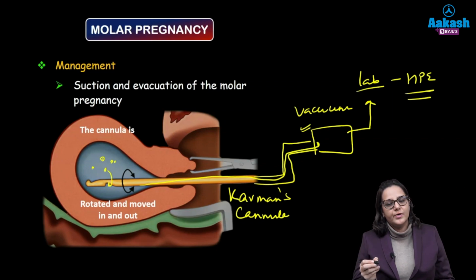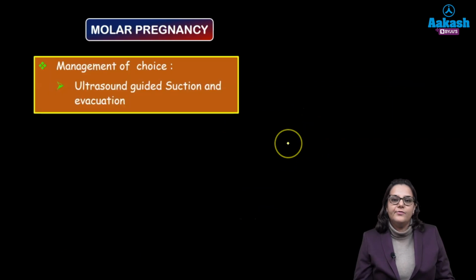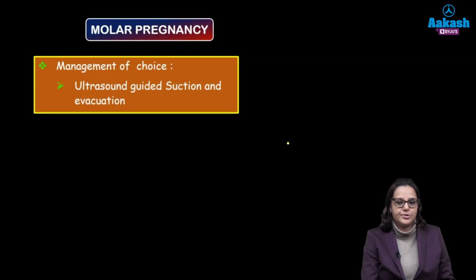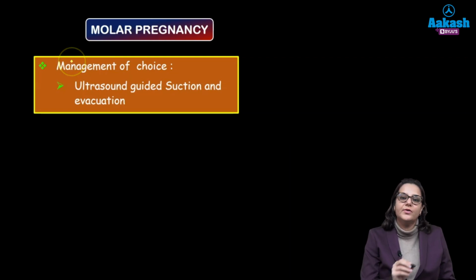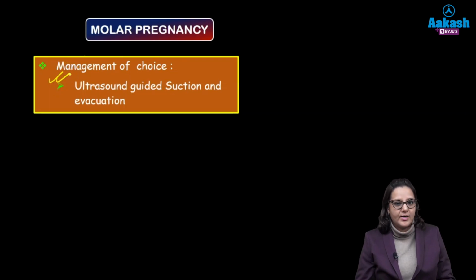Another point to mention over here is that the uterus is extremely friable, so we are not going to use curettage. We will only do suction and evacuation by the thin Karman's cannula, okay. And if it is done under the guidance of ultrasound, then it is much better because it is going to further decrease the chances of perforation. So the management of choice for any molar pregnancy is ultrasound guided suction and evacuation.